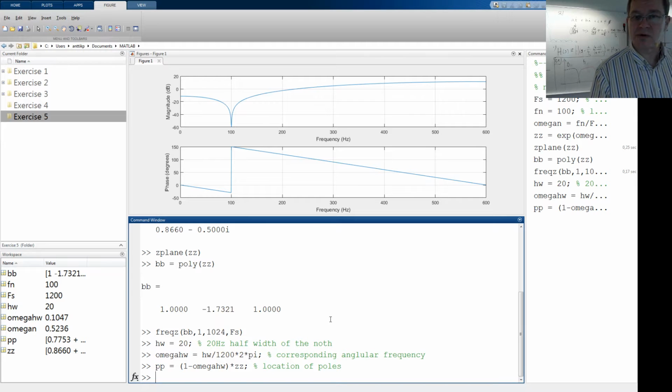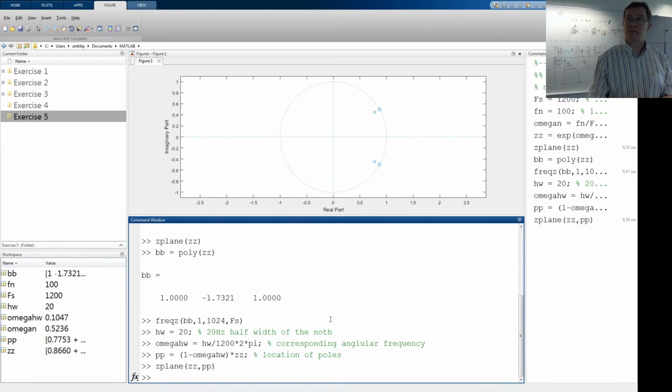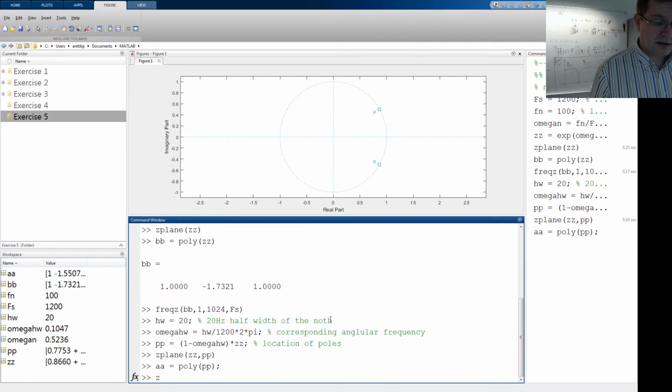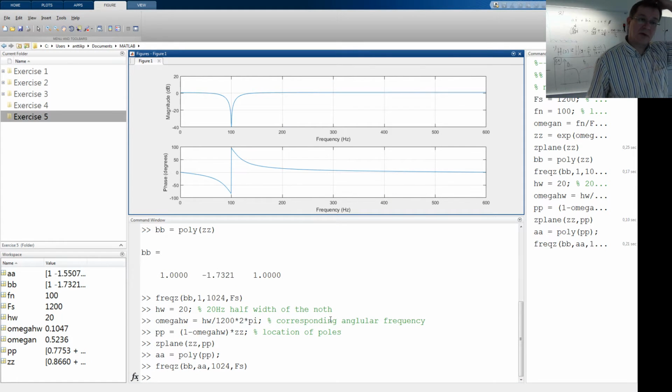There, poles, and let's see the z plane again. There, those are the zeros and pole locations. Ooh, and then the filter coefficients, polynomial defined by pole locations, and finally, oops. There we go. Nice design. Almost unity gain. That's close enough for me.